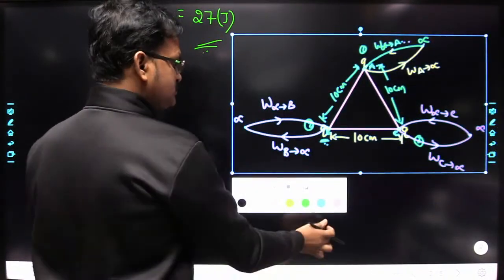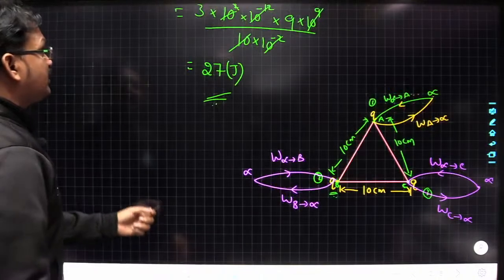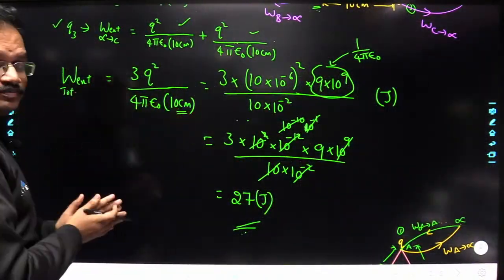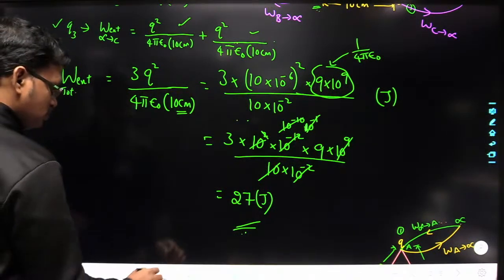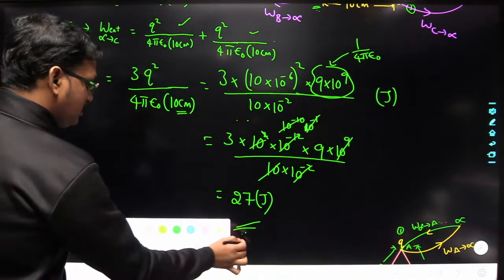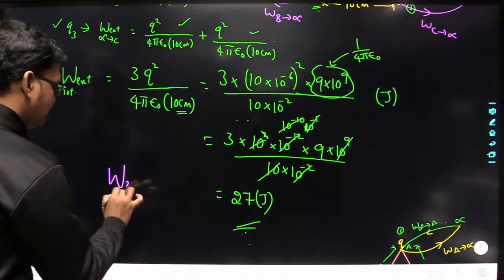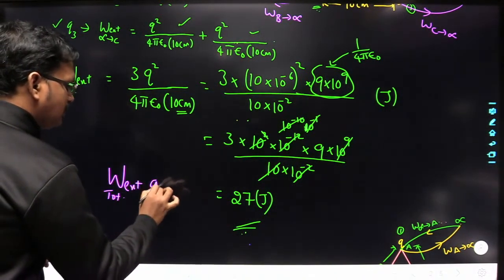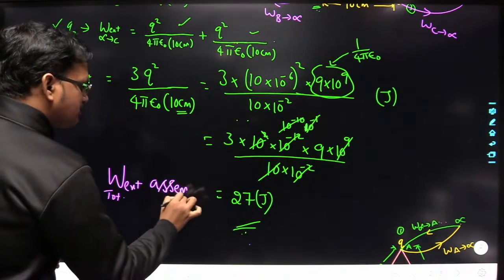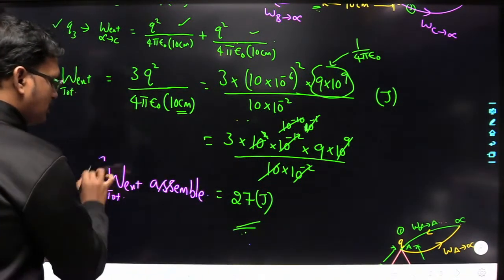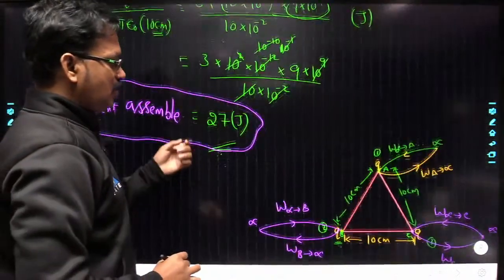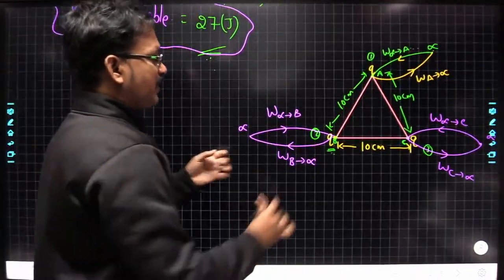Okay, see here. So this is the work done by the external agent in order to assemble the charges. Yes or no? So here we have determined the work done by the external agent, the total work done in order to assemble the charges. So this is the work done we got. But they are asking what is the work done in order to separate the charges.